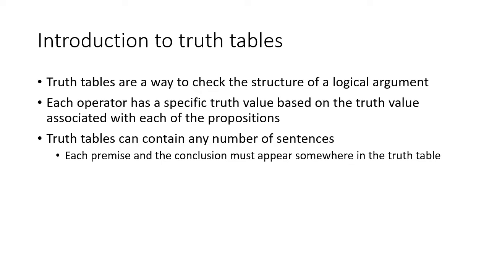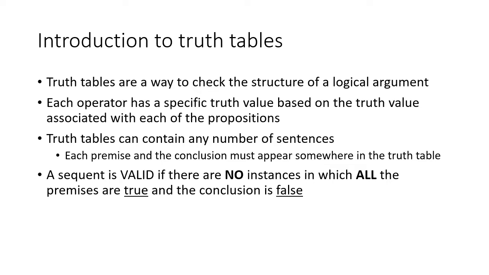And so truth tables contain any number of sentences. Each premise and the conclusion must appear somewhere in the truth table. So there will be a column for each premise and the conclusion. Sometimes your premises and conclusions will be a single letter, so they will automatically appear in the truth table, as you'll see in the next couple slides after we introduce the rules. But the idea is that everything has to be accounted for in the truth table. So then when you go to check for validity, you have each of the determinations of the sentences visible to you.